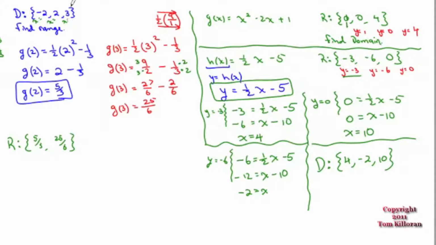So the range of the function negative 3, negative 6, and 0 has a domain of 4, negative 2, and 10. X values are the domain, Y values are the range. And h of x and g of x and f of x can always be replaced with y, simple y.